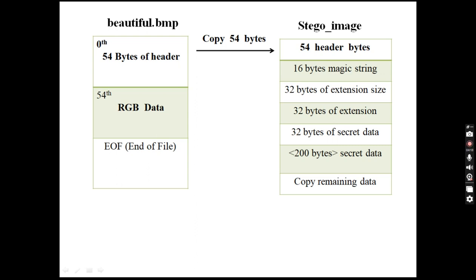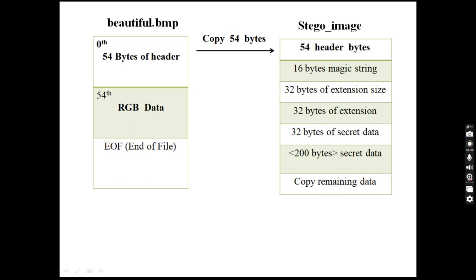Again, we have secret data size. Size is an integer. Again, 32 bytes for secret data size is required. So 32 bytes of image data. For secret data, we have 25 characters. So total 200 bytes. This 200 bytes is not fixed. It is dependent on the secret data. So totally 366 bytes are used to complete the encoding.